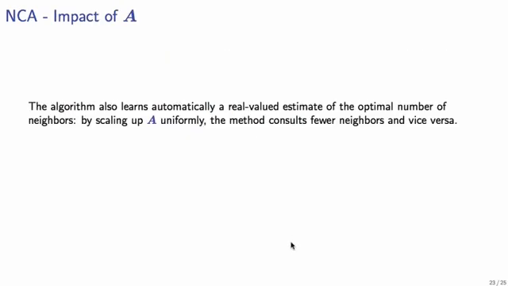The algorithm also learns an estimate of the optimal number of neighbors. The method consults fewer neighbors if we scale A up uniformly, and more neighbors if A is scaled down.